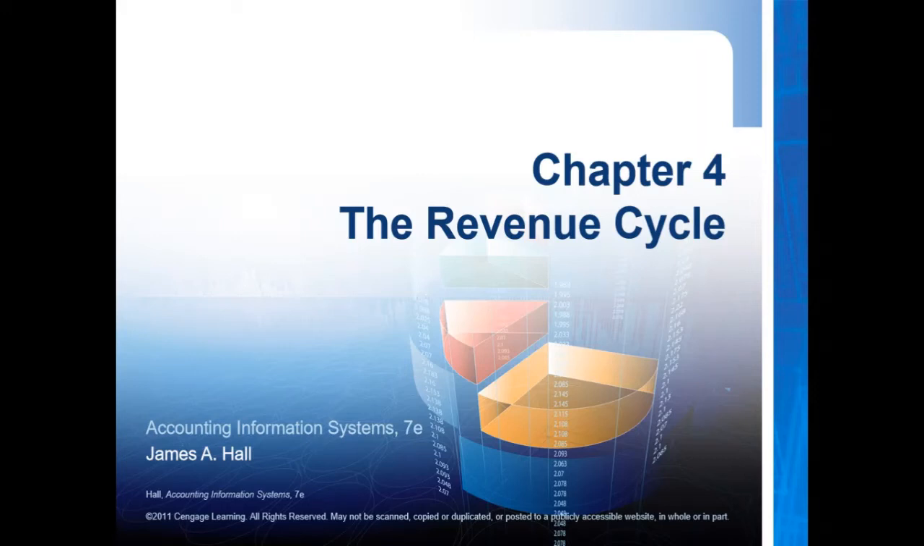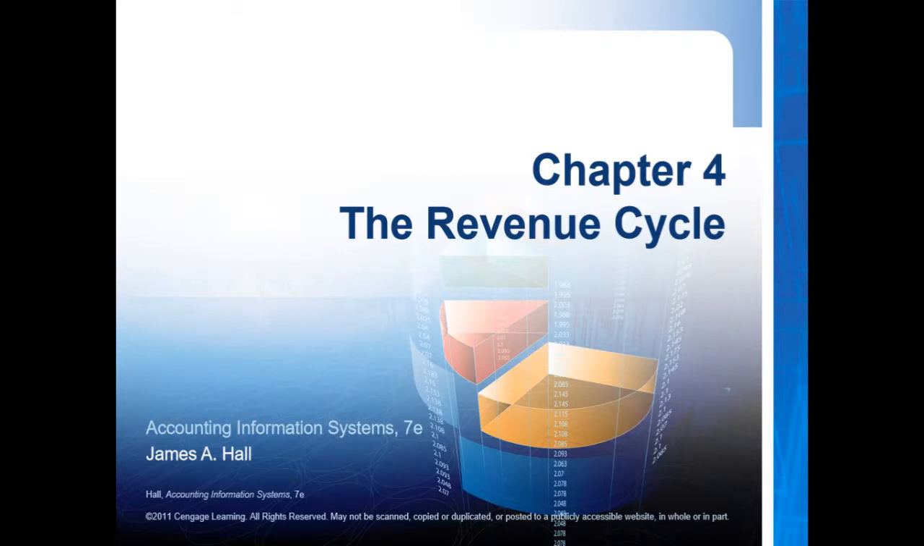Chapter 4 is all about the revenue cycle. In its simplest form, the revenue cycle is a direct exchange of finished goods or services for cash in a single transaction between a seller and a buyer.